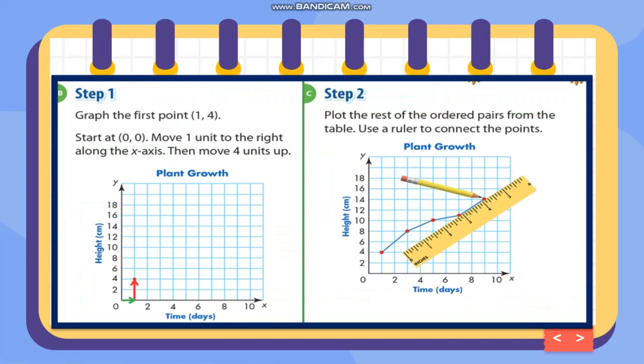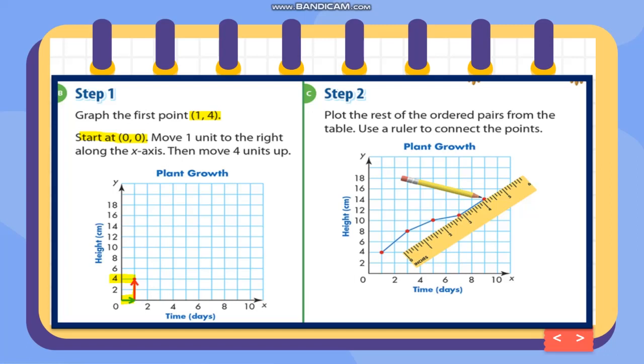So step 1 is we're going to graph the first point, which is 1 and 4. Always remember that the first number from the ordered pair is always your x-coordinate. So from the point of origin, which is 0, move 1 unit to the right along the x-axis, then move 4 units up. So 1, 2, 3, 4. Why 4 is there? Because in between 0 and 2 we have 1, and in between 2 and 4 we have 3.